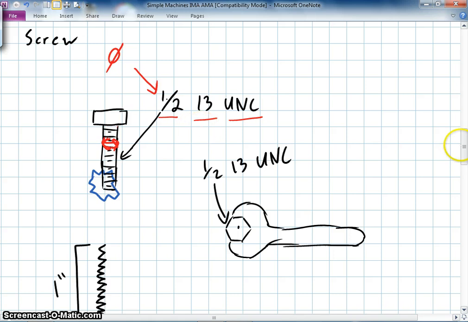The 13 refers to 13 threads per inch, or TPI. And I'll get to that in a minute. And then the UNC is a standardized call out for a different type of thread. That one you can kind of ignore for right now. What's important to us right now is the 1/2 and the 13.